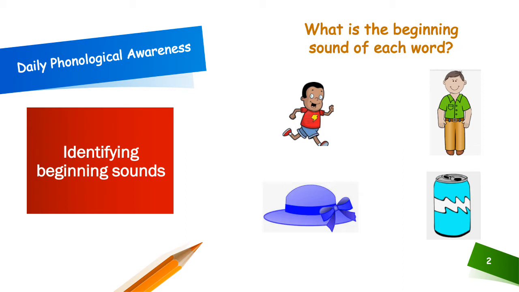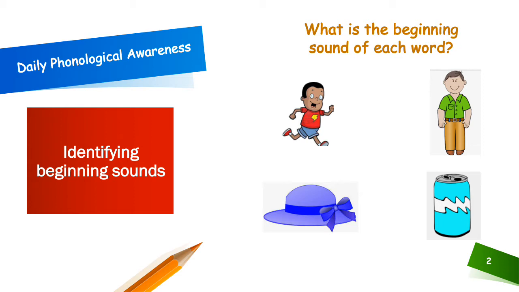Today, we're going to say the first sound at the beginning of a word. For example, what is the first sound in pat? P, p. The first sound in pat is p. Nice job. Let's look at these pictures. Here is a picture of a boy who ran. Ran. What's the first sound in ran? R, r. Nice job.